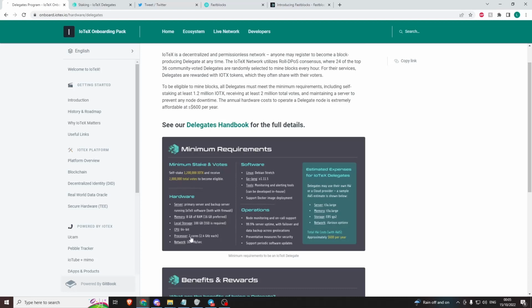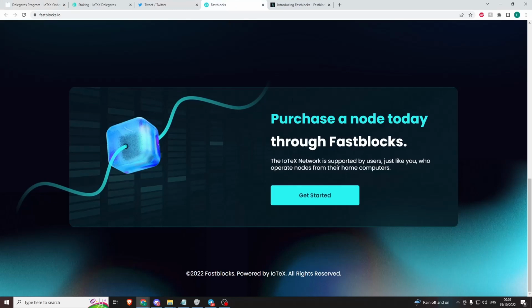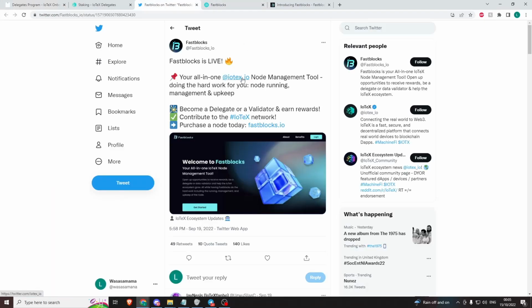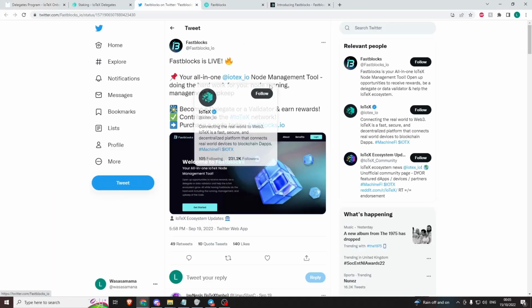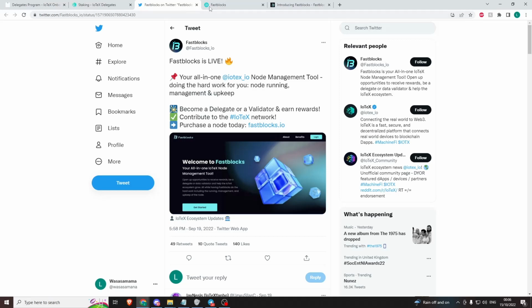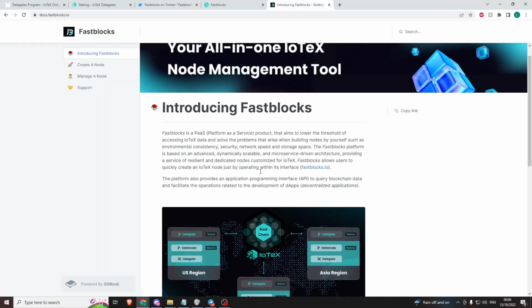So the hardware costs are quite reasonable. I think the hardest thing is having the 99.9% server uptime and maintaining all that. A lot of people aren't very techy. One solution to that, which I saw the other day, is IoTeX FastBlocks. They basically run the server for you.